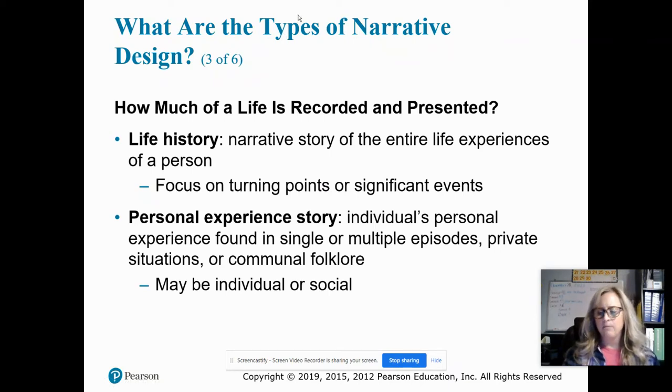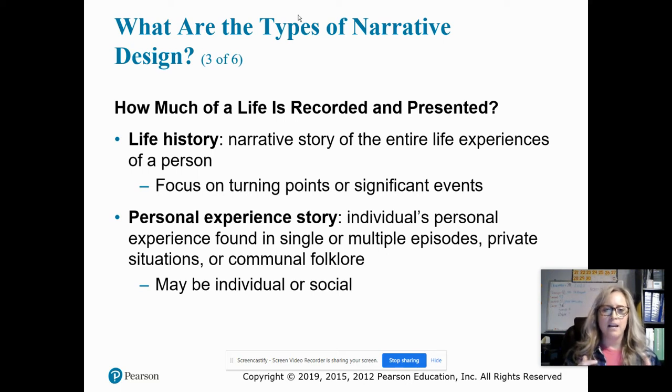So this is like what anthropologists do. They study human societies, and if you look at the first part, it says life history. This is a narrative story, so the research would be focusing on the entire life experiences of that person. So they're focusing on turning points or significant events of that life story.